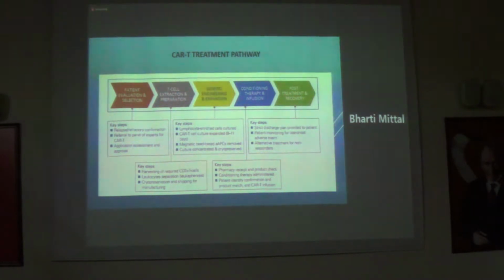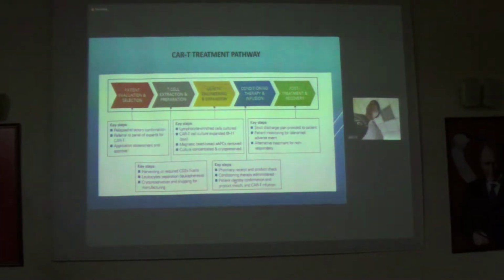We incubate these T-cells with the CAR cells so that the CAR gene can be incorporated in the T-cells which we have isolated from the patients. In that process, the first step is the activation of the T-cells, then the incorporation of the CAR gene, and then the culture, concentration, and cryopreservation before we bring them back to the patient. Then comes the conditioning therapy and infusion.